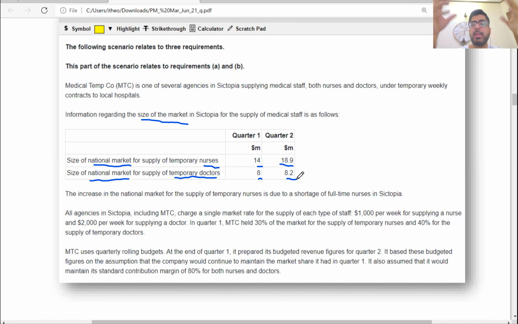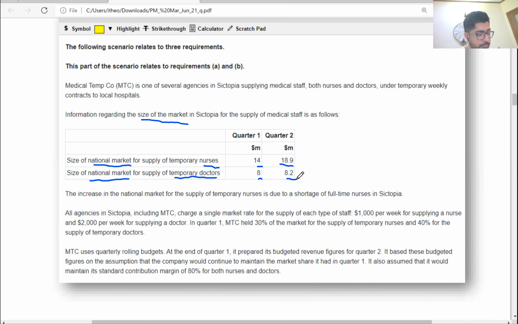Like, for example, in Pakistan, I'm a mobile phone company and I'm able to sell 5,000 phones. But that is what I am selling. The national market, the overall market, has to be huge. So this is the national market for nurses: Q1 14 million, Q2 18.9 million. And for temporary doctors, it's 8 million in Q1 and 8.2 million in Q2.